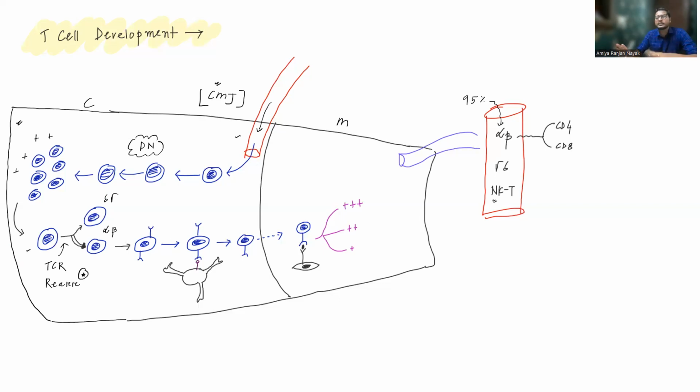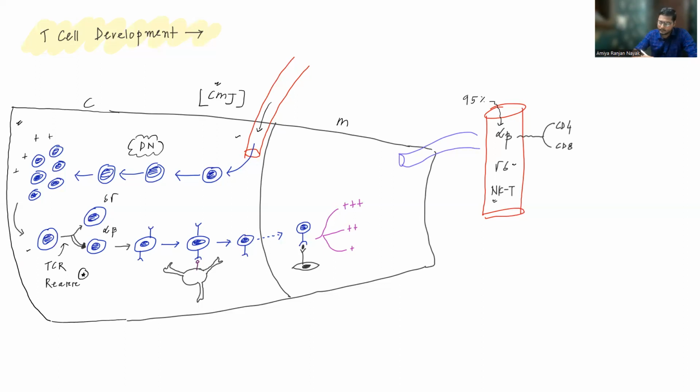So predominantly in the circulation, 95% of the T lymphocytes will have the alpha beta T cell receptor. Those are known as the alpha beta T cells. In 5% of the cases, they will have either a gamma delta type of receptor or an NK type of receptor. Those are known as NK T cells.